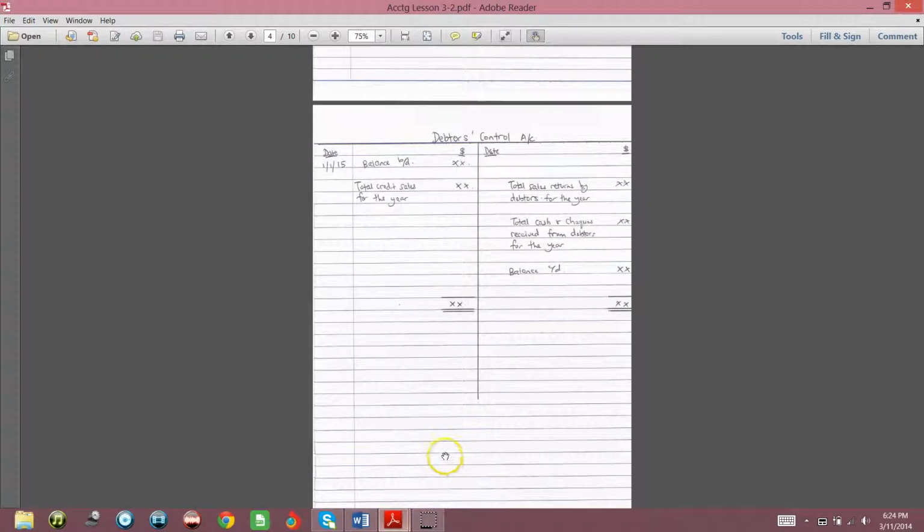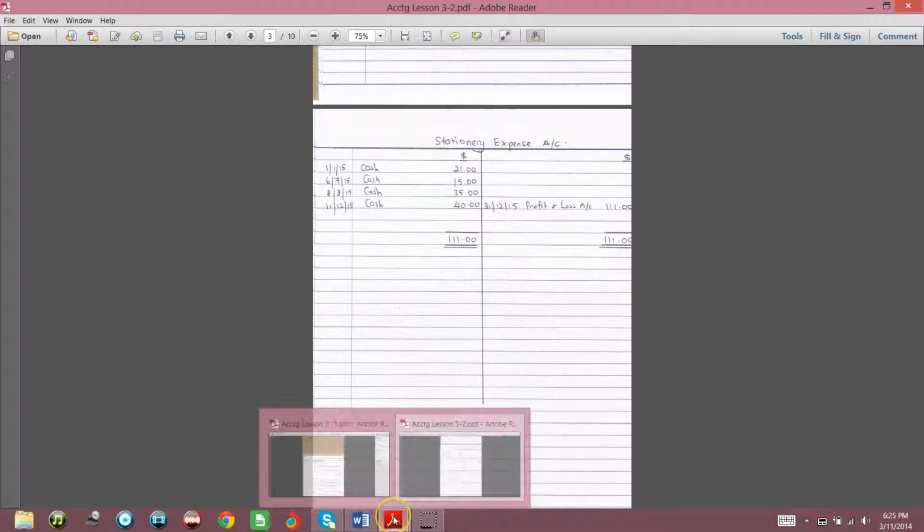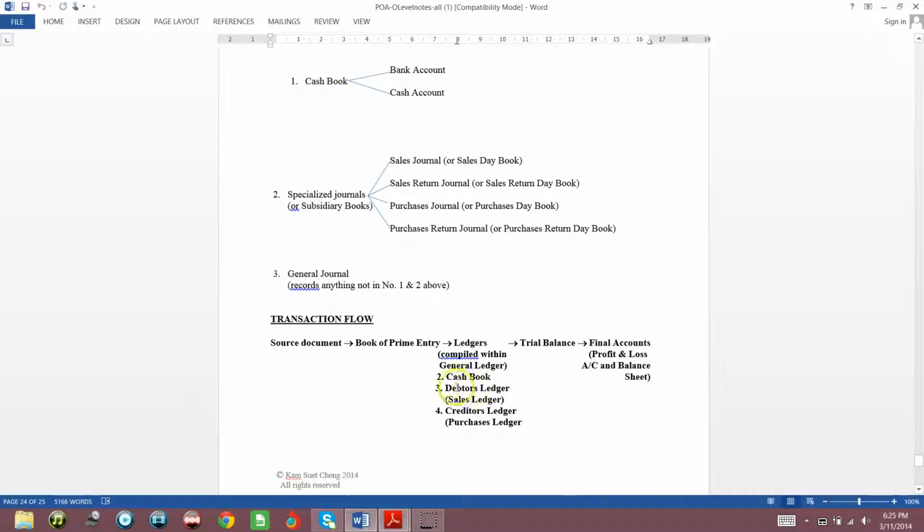Ledger has the same meaning as account; account means ledger. So this is a stationery ledger or stationery account. All my accounts will be compiled in my general ledger. Then what other ledger does my company need? Ledger means account, which means you have a debit and credit side.